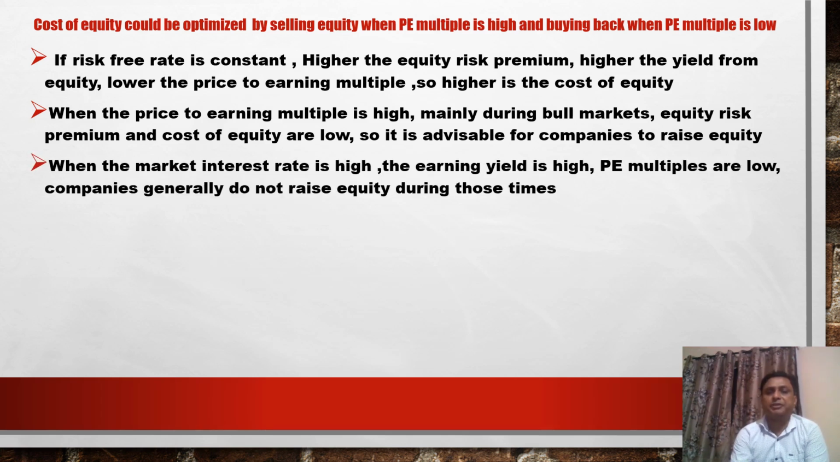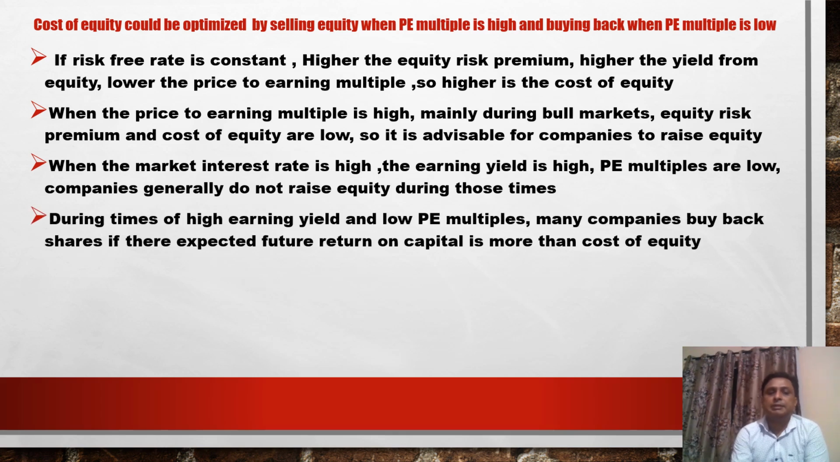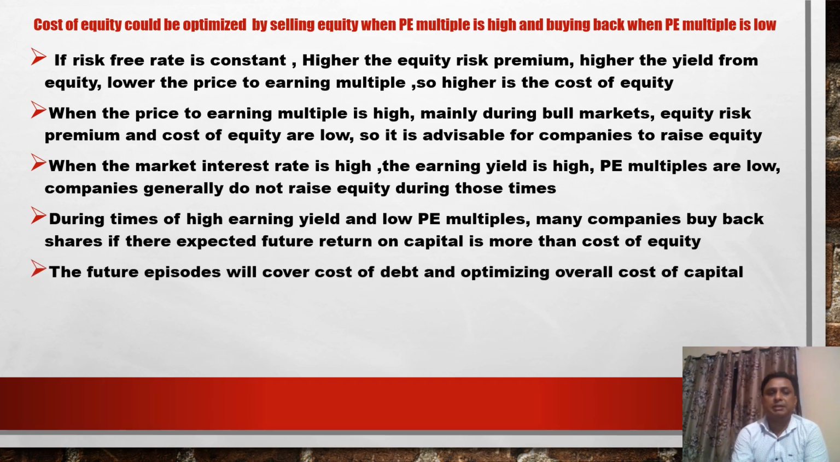When the market interest rate is high, the earning yield is high, that is, P multiples are low, and companies generally do not raise equity during those times. During times of high earnings yield and low P multiples, many companies buy back shares if their expected future return on capital is more than the cost of equity. The future episodes will cover cost of debt and optimizing the overall cost of capital.